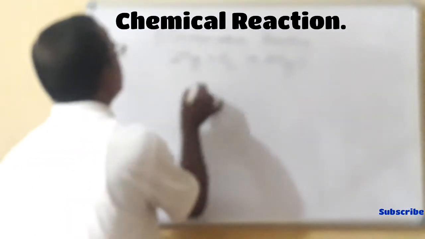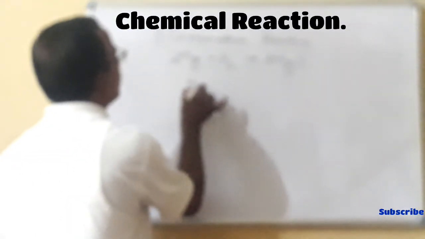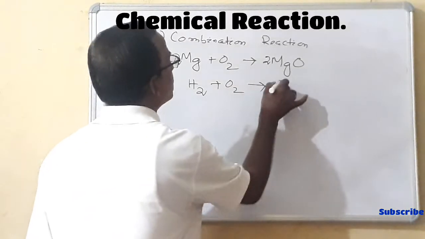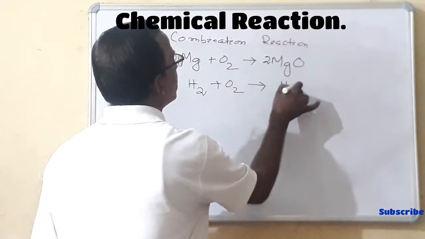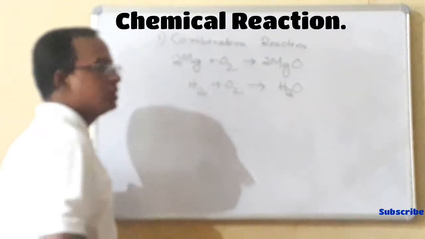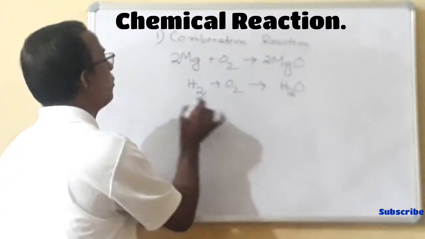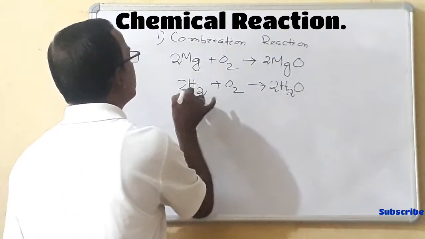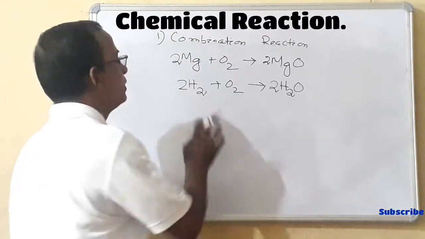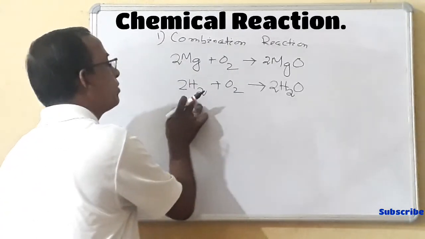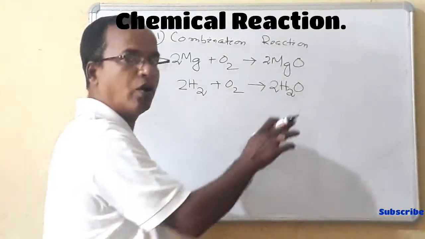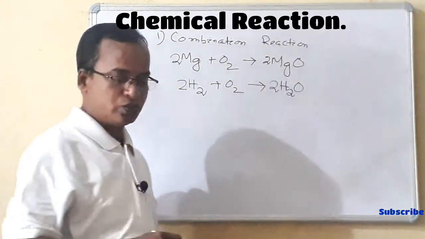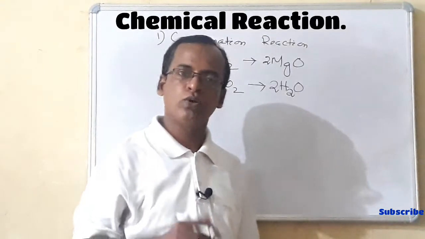Similarly, hydrogen, when it bonds with oxygen, produces water, H2O. Hydrogen combines with oxygen to form water. To balance it, 2 is multiplied here. So the reaction is hydrogen combines with oxygen to form water, that is H2 plus O2 gives H2O. So this is one such example.